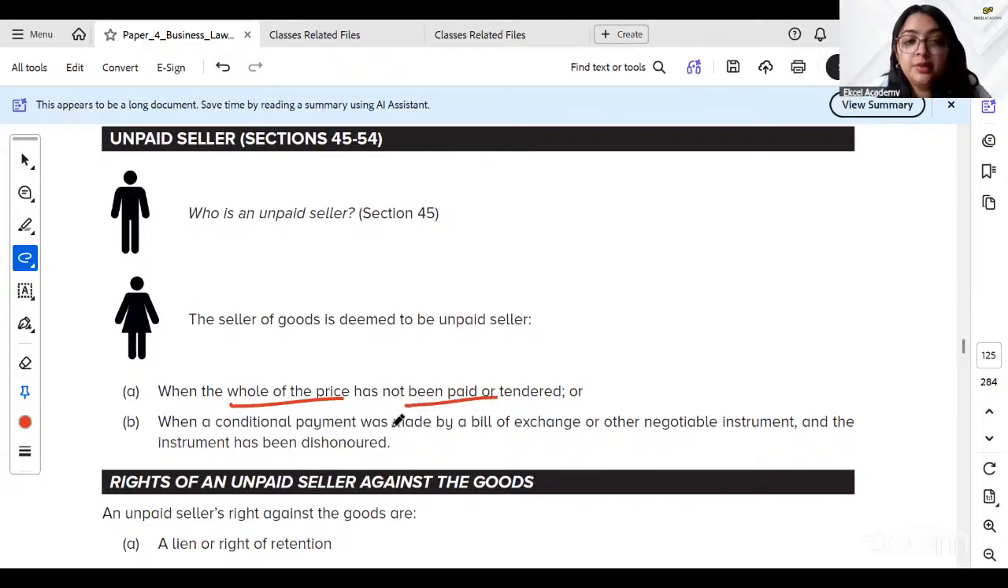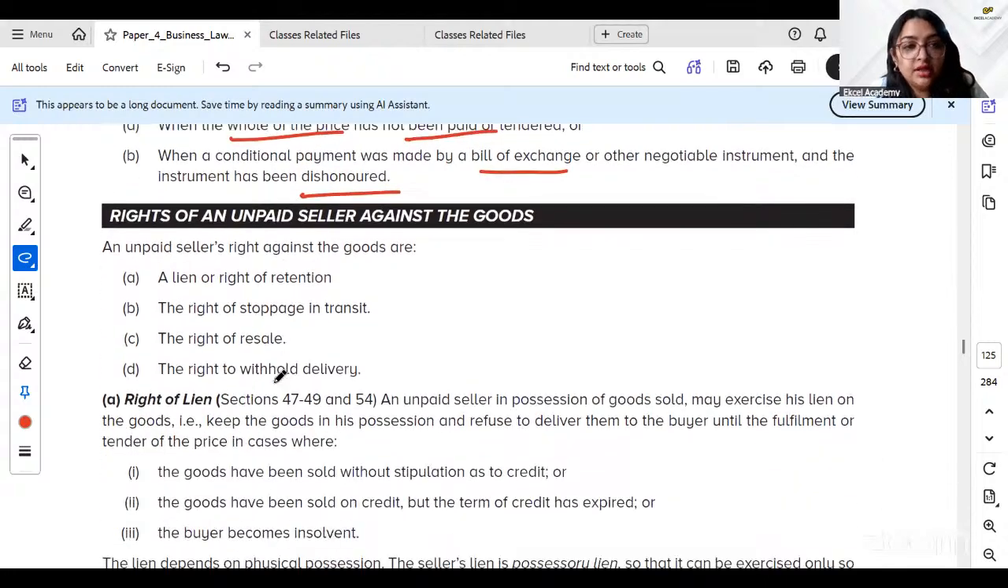Or when a conditional payment was made by a bill of exchange and the instrument has been dishonored, okay? That is, either the buyer has not paid the payment itself, or else a conditional payment was made and the negotiable instrument through which the payment has been made has been dishonored, okay? What are the rights of an unpaid seller?